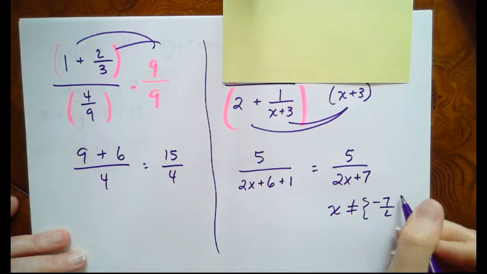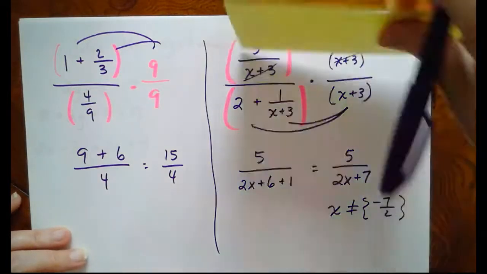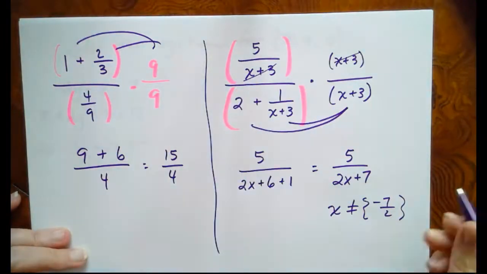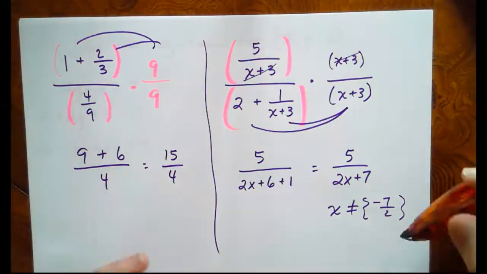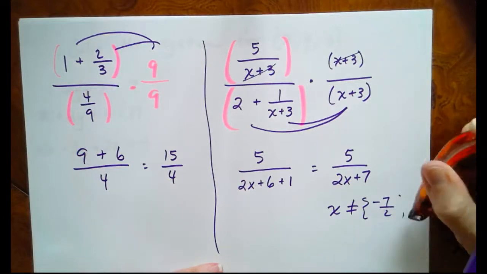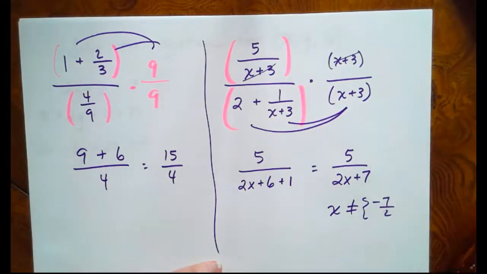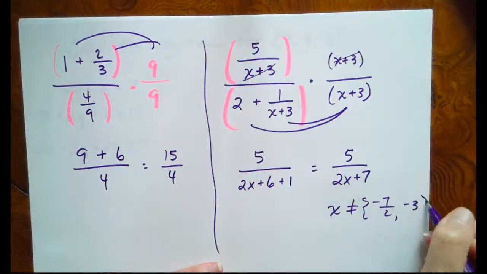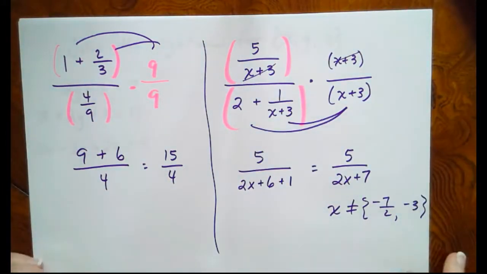negative 7 halves, excuse me. Oh, as well as negative 3. Good thing I brought my handy dandy correction tape home for when I make a mistake. Look at the original problem. X cannot be negative 3.